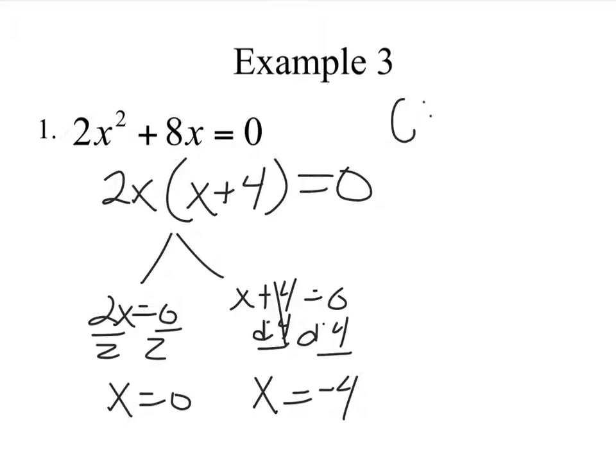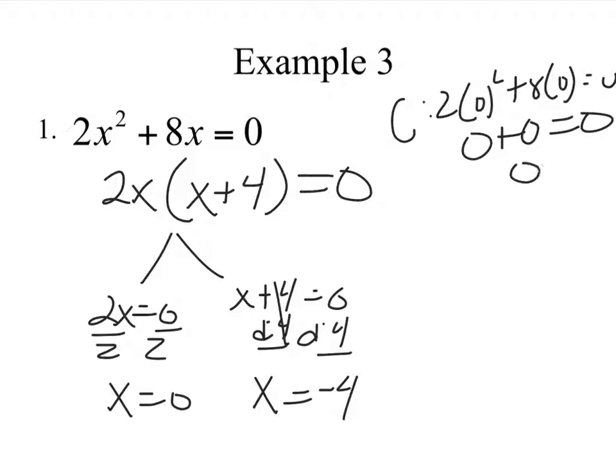Checking both of your answers, please make sure you check in the original problem, okay, not the one where we've already pulled out the GCF. So 2 times 0 squared plus 8 times 0 needs to give me 0. Well, 0 plus 0 needs to give me 0. 0 equals 0. 0 checks.